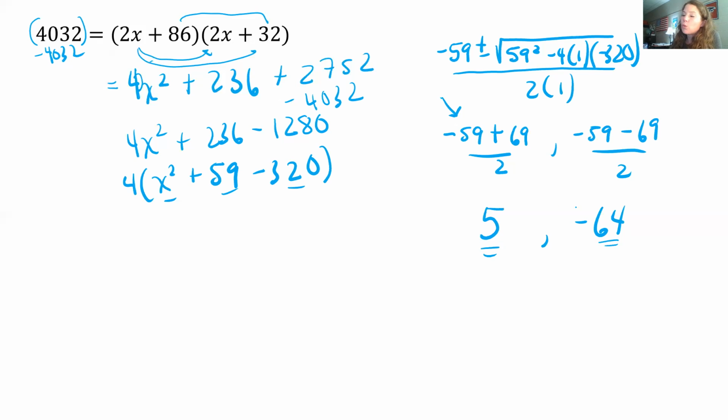So when you have a real world problem, you have to use only the numbers that make sense. So if you're talking about speed or lengths, if you can't have a negative quantity of that, you have to get rid of that choice. So the only answer to this question is 5. The border is 5 inches long.